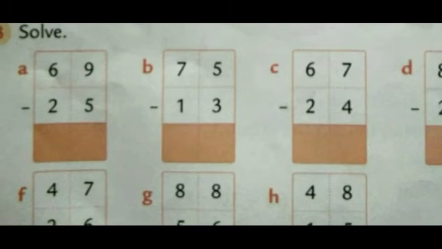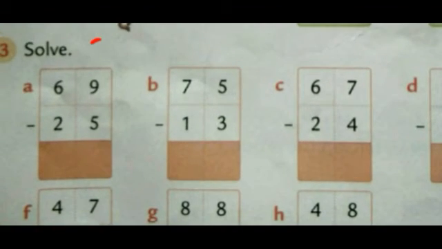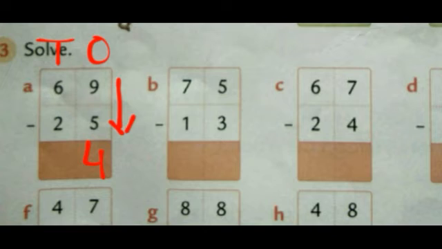The process will be the same. We have to always begin with the ones side only. This is the ones place and this is the tens. We will start from here. What is 9 minus 5? When you subtract 5 from 9, you will get 4. Now step number 2, subtract the tens. 6 minus 2, you will get 4. So 44 is the answer.